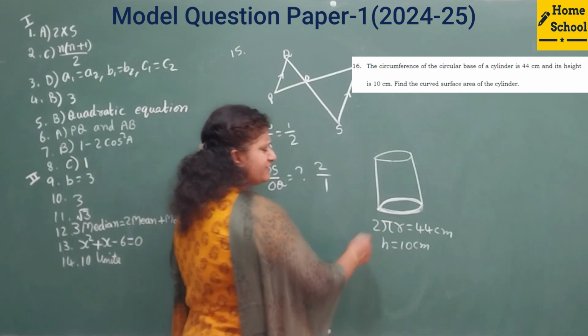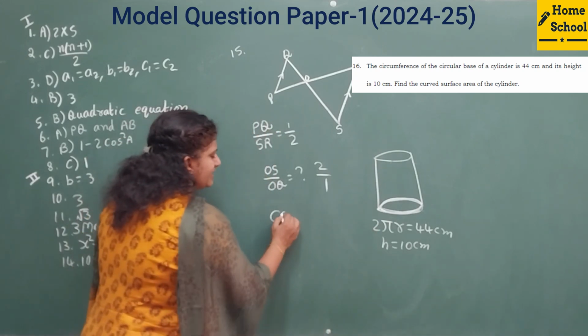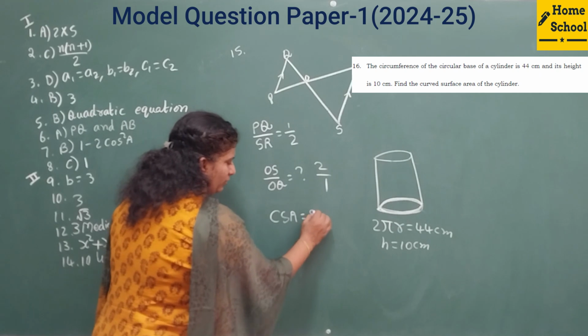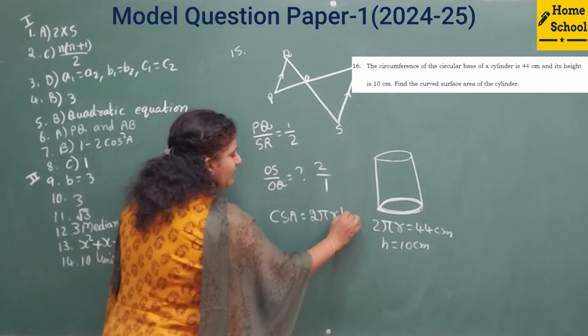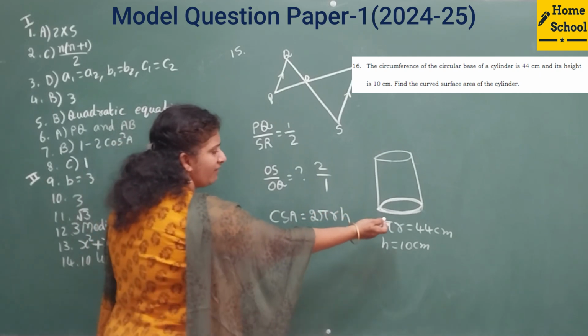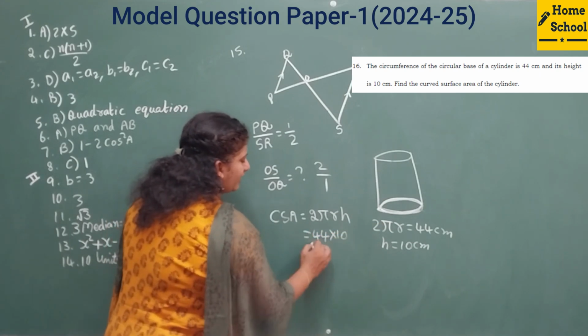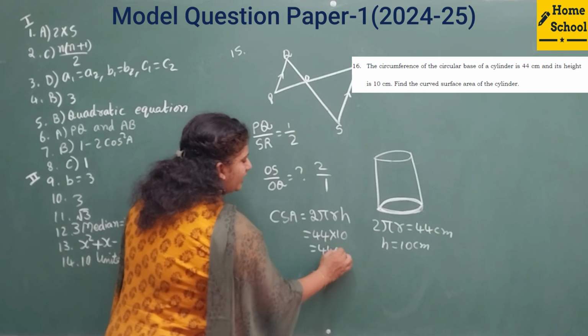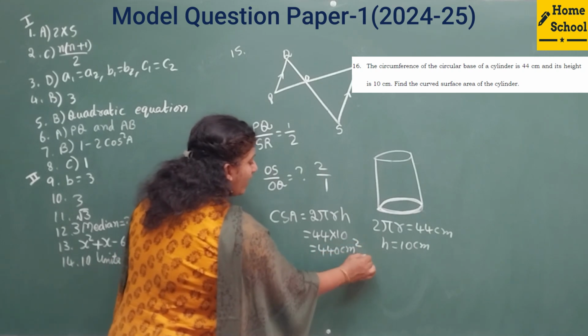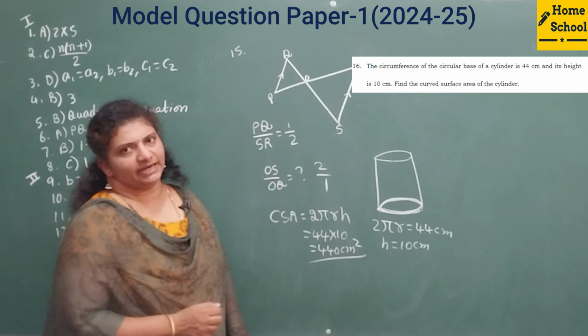What is the curved surface area formula? CSA of a cylinder is equal to 2 pi r h. 2 pi r value we know, h we know, that is multiply both, 44 into 10. That will be 440 centimeter square. Area, now you have to write centimeter square.